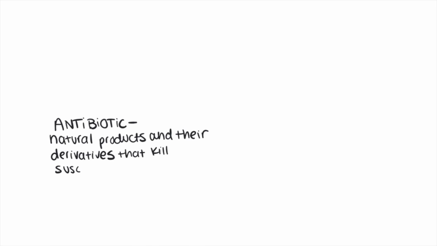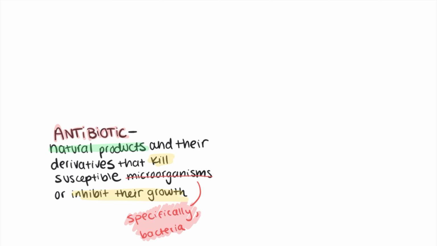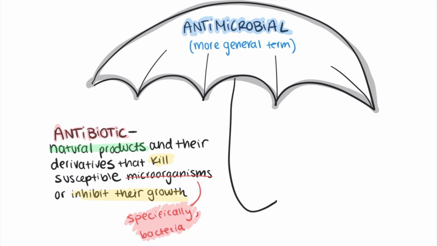In cases where intervention is necessary, it means choosing an antibiotic. The true definition of an antibiotic is a natural product or the derivative of a natural product that kills susceptible microorganisms or inhibits their growth. However, definitely note that in today's language, when we say antibiotic, we're typically referring to a drug that specifically targets bacteria, and the term alone can sometimes refer to both natural and synthetic compounds. A more inclusive term you might hear is antimicrobial. Antimicrobial drugs include both naturally and chemically synthesized compounds, and the term is not specific to any one microbial group.